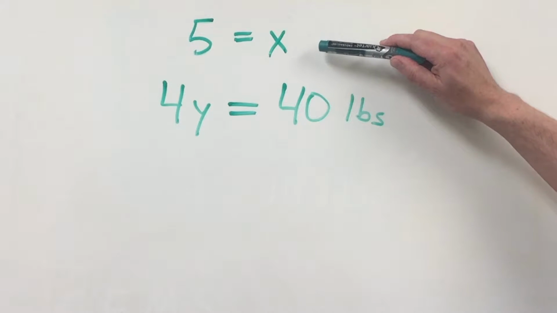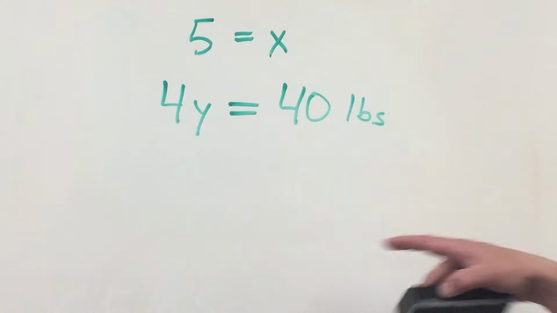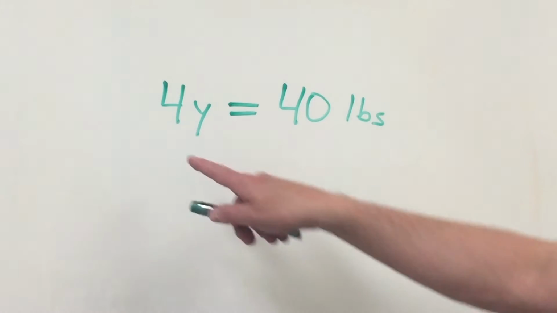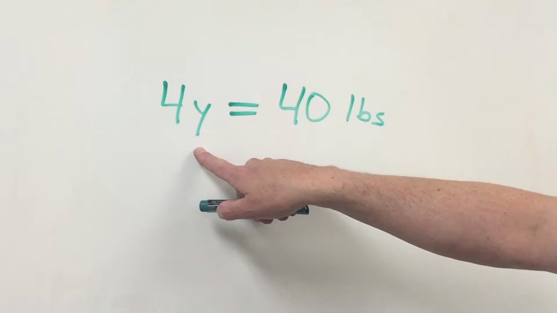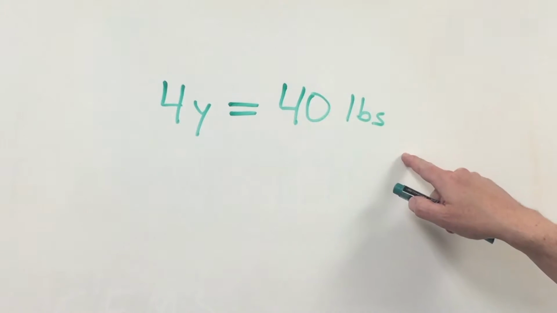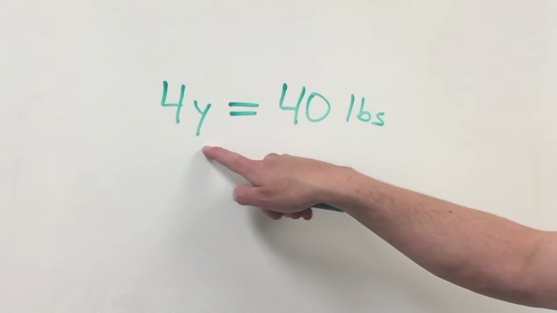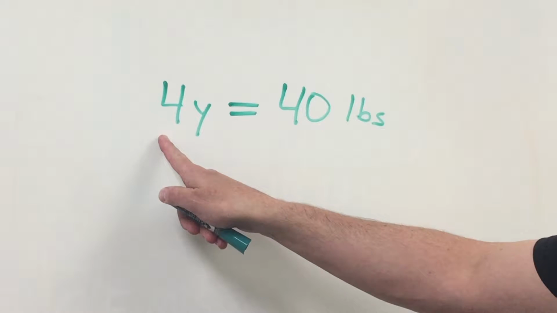The first example of a linear equation is already in the form of a solution, since the equation itself tells us that the value of the variable x is 5. Let's take a look at the next one. It tells us that 4 times some unknown value that we'll call y is equal to 40 pounds. In this term 4y, the number 4 is what's called the coefficient.